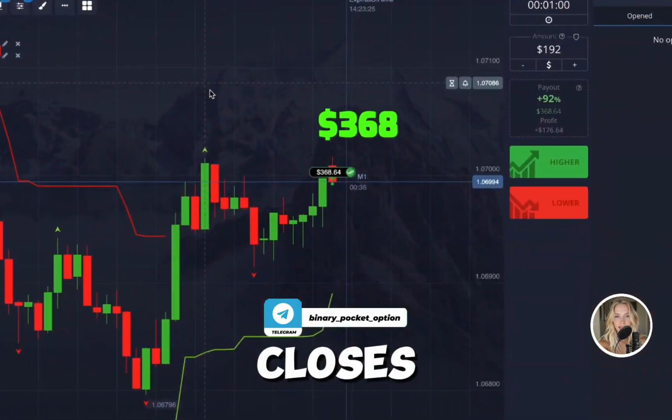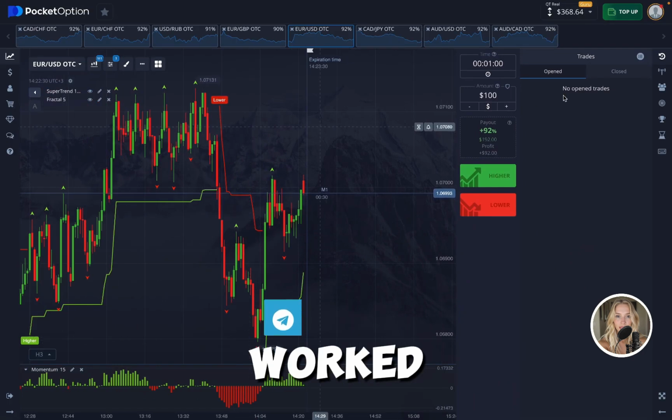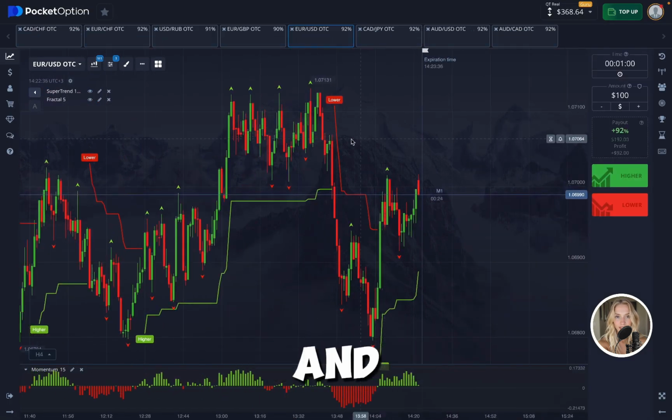And the position closes in a plus. Great. The second transaction has successfully worked out. The exit to the top has occurred. Let's continue further analysis and select the next currency pair.